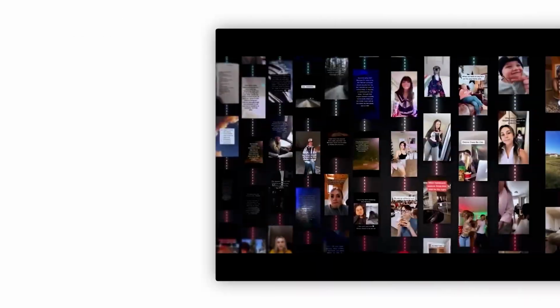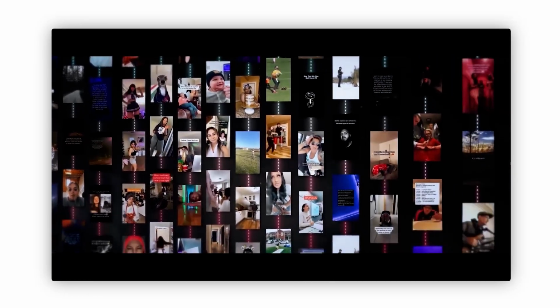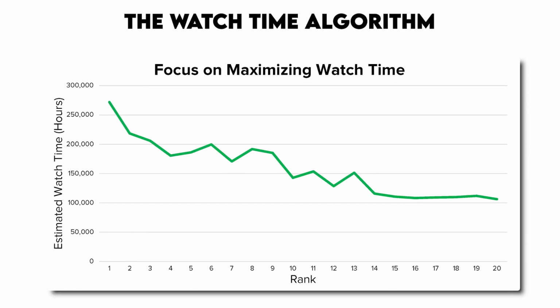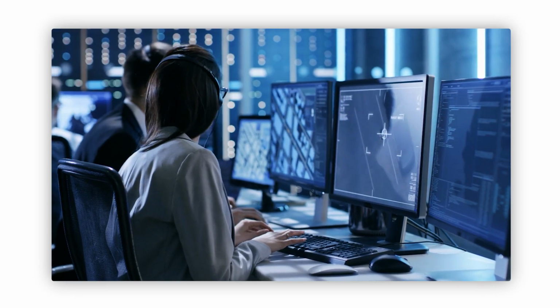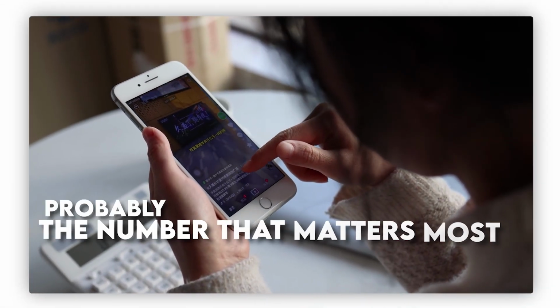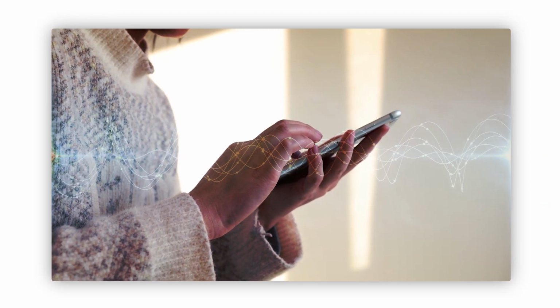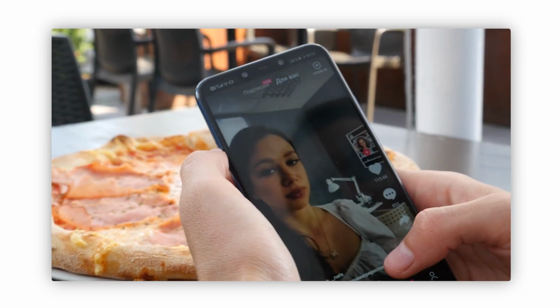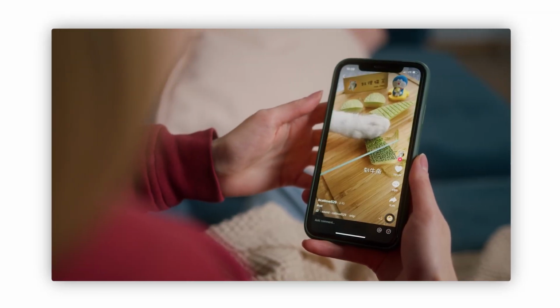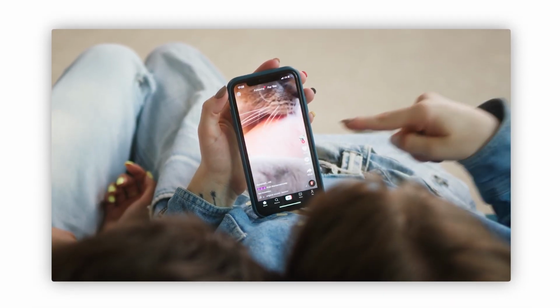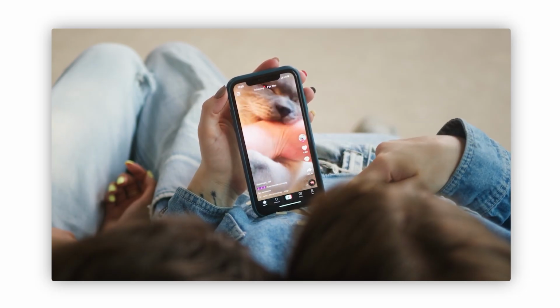The next thing on our list is the one signal that matters most: the watch time algorithm. Out of everything TikTok tracks, how long someone watches your video is probably the number that matters most. If people keep watching, the system reads that as a signal that something interesting is happening. If they swipe away in the first 2 seconds, it reads the opposite. Completion rate, the percentage of viewers who actually watch to the end, is especially powerful. This is why short videos with high completion rates can outperform longer ones that people half watch and abandon.